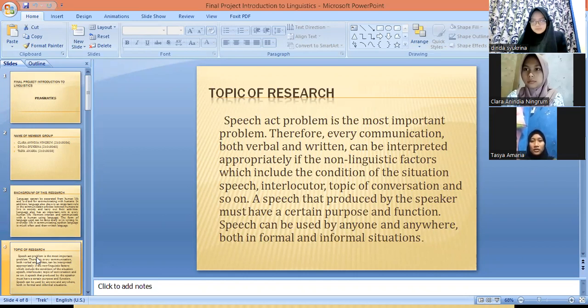Topic of research. Speech acts are the most important problem. Every communication, both verbal and written, can be interpreted appropriately if the non-linguistic factors are considered, which include the condition of the speech situation, interlocutor, topic of conversation, and so on. A speech produced by the speaker must have a certain purpose and function. Speech can be used by anyone and anywhere, in both formal and informal situations.